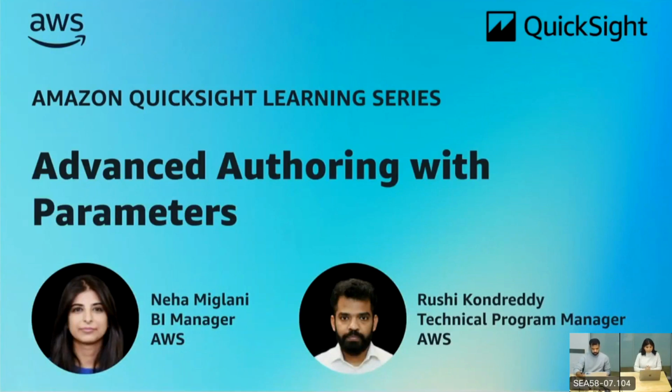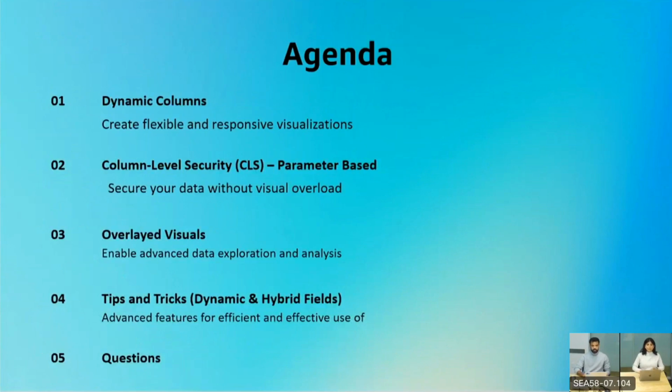Cool. And let's start with sharing the agenda items for today. So for today, we'll be discussing dynamic columns in QuickSight, and then column level security using the parameters, overlaid visuals, some tips and tricks like using the parameters, how we can do that. And at the end, we'll be answering the questions which we receive in the chat.